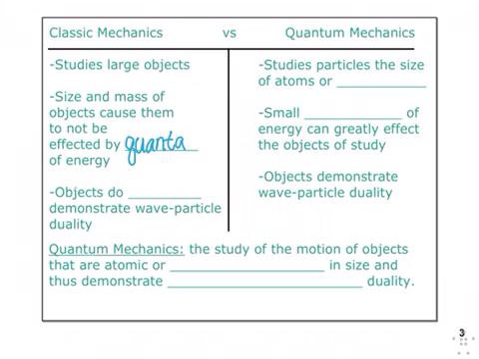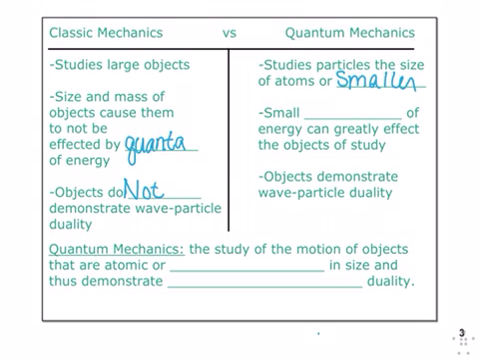And so objects with classical mechanics do not demonstrate the wave-particle duality. That means they have to be either behaving like a wave or a particle. They don't get to pick which one works. Quantum mechanics then will study particles the size of atoms or smaller.